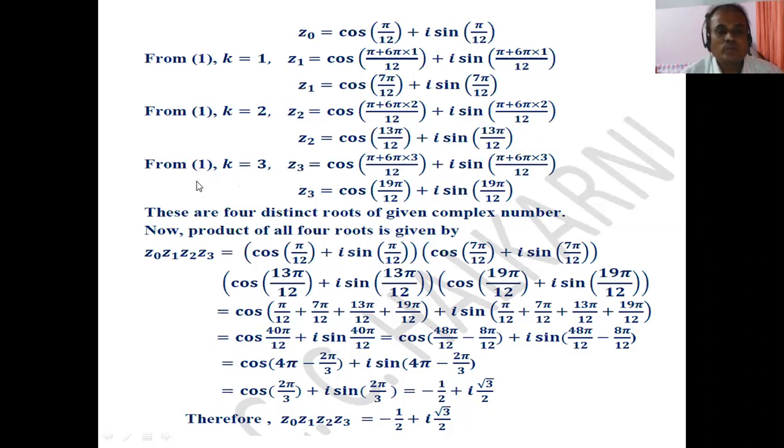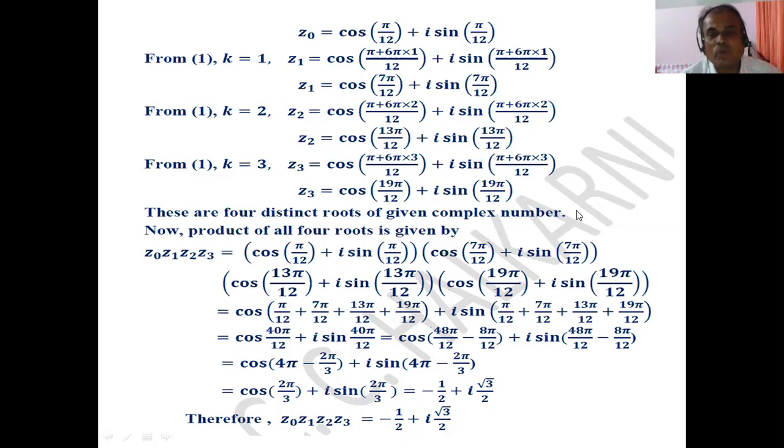Now we put k equal to 3 in equation 1. Therefore, from 1, z3 equals cos of (π + 6π·3)/12 + i sin of (π + 6π·3)/12. So it is 18π plus π, 19π, and therefore z3 equals cos of 19π/12 + i sin of 19π/12. So this is the fourth root of the given complex number, and hence these are the 4 distinct roots of the given complex number.